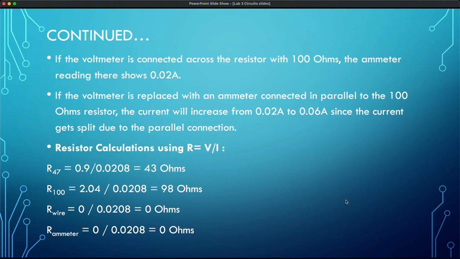If the voltmeter is connected across the resistor with 10 ohms, the ammeter reading will show 0.02 ampere. If the voltmeter is replaced with an ammeter connected in parallel to the 100 ohm resistor, the current will increase from 0.02 ampere to 0.06 ampere since the current gets split due to the parallel connection. Using Ohm's law, we calculate the resistance around the components as 43 ohms, 98 ohms. Resistance in the wire and the ammeter is 0 ohms.